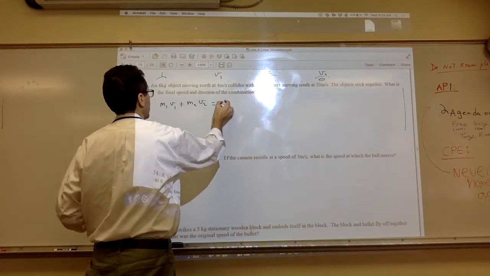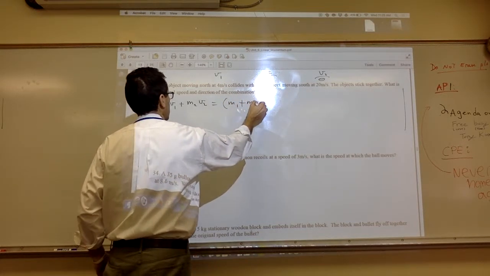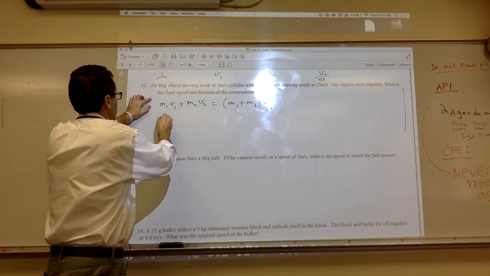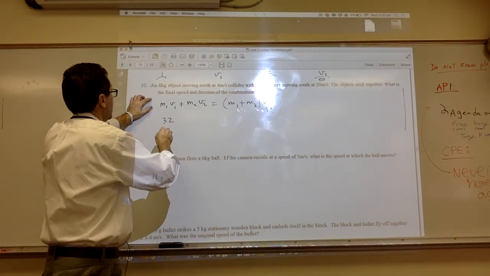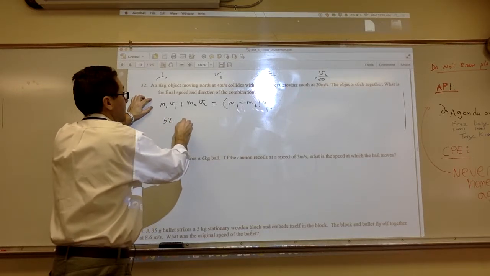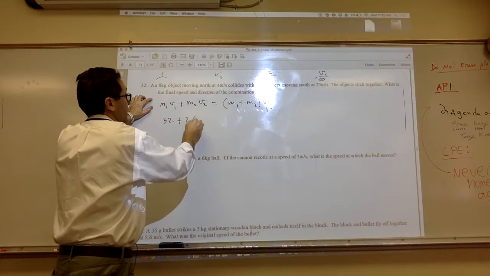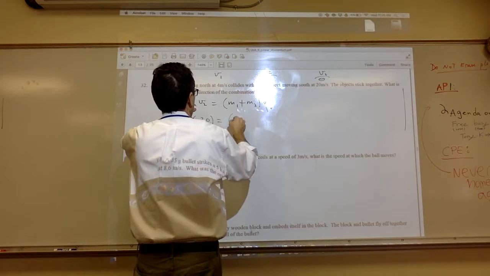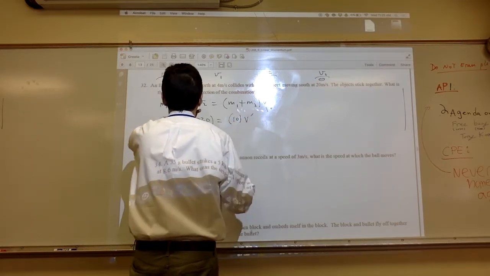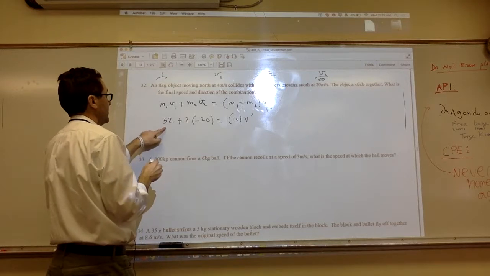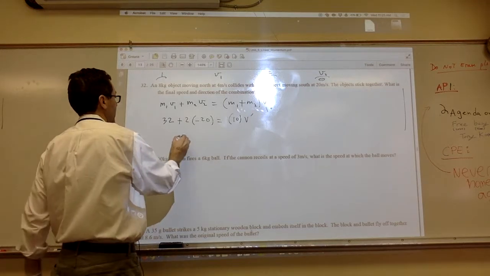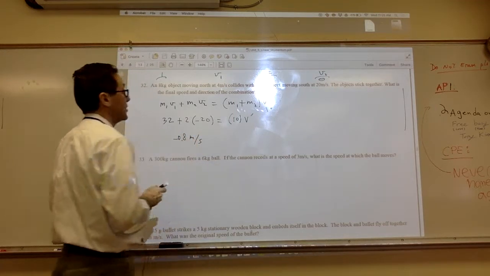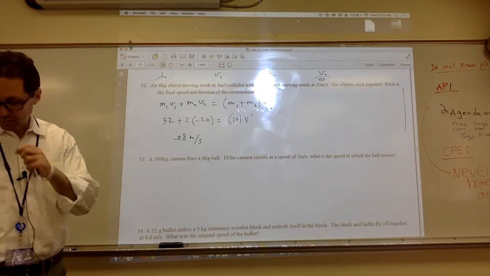This is kind of similar to the previous one. So they become one piece, and they're going to have the same speed at the end. So if I look at north as positive, object 1 has a momentum of 32 kilogram meters per second. Object 2 will have 2 times negative 20 equals, when you combine them together, you get a mass of 10 kilograms. And we have to find the velocity. So this is going to be 32 minus 40, so that's negative 8 divided by 10, so negative 0.8 meters per second, which means the combination will be going south.